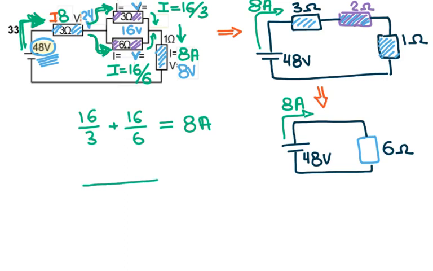So the common denominator is 6. I just want to make sure that I did my calculations correctly. Multiply the numerator and denominator of the first fraction by 2. So I get 32 plus 16, so that is 48 divided by 6, which gives me 8 amps. And so I solved for all the currents and all the voltages on every single resistor.